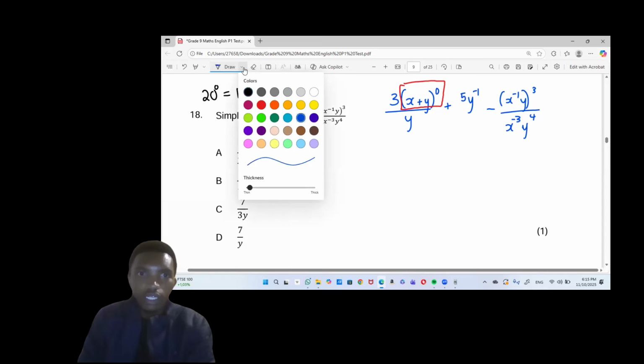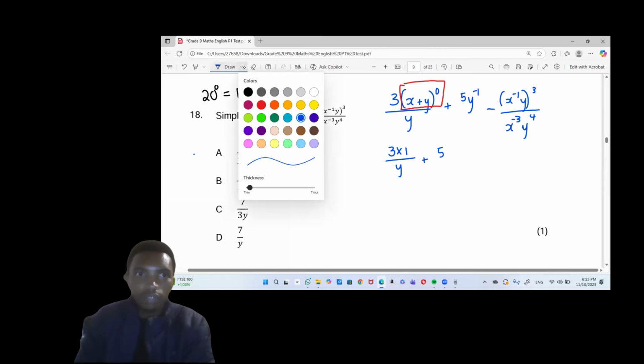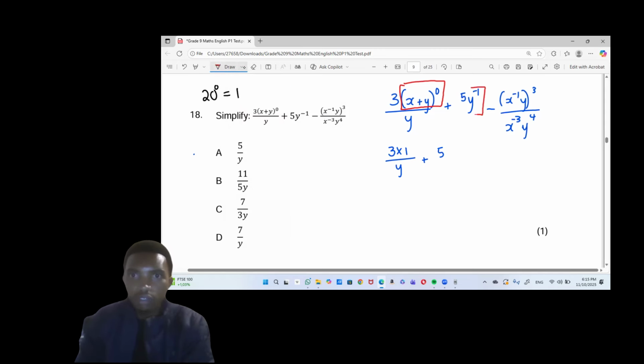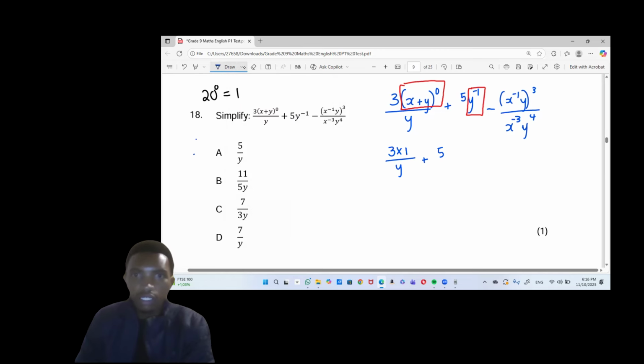So now, in this case, we're going to have 3 multiplied by 1 over y plus 5. Remember, if we have this thing as a negative, how do we write it? Where do we write it for us to make it positive? Under. Yes, we're going to write it as a denominator, right? So we can make it positive. So it's going to be y positive 1 because it was negative 1, right? So it's going to be positive 1 now.